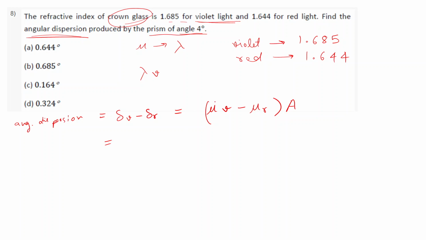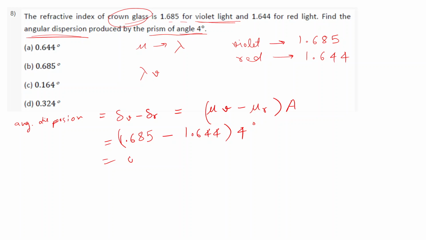So substituting the values here, refractive index of violet light is 1.685 minus 1.644 multiplied by 4 degree. This is in degree and this is unitless. So the answer will be in degree. Now let me do this using the calculator. We'll do 1.685 minus 1.644.